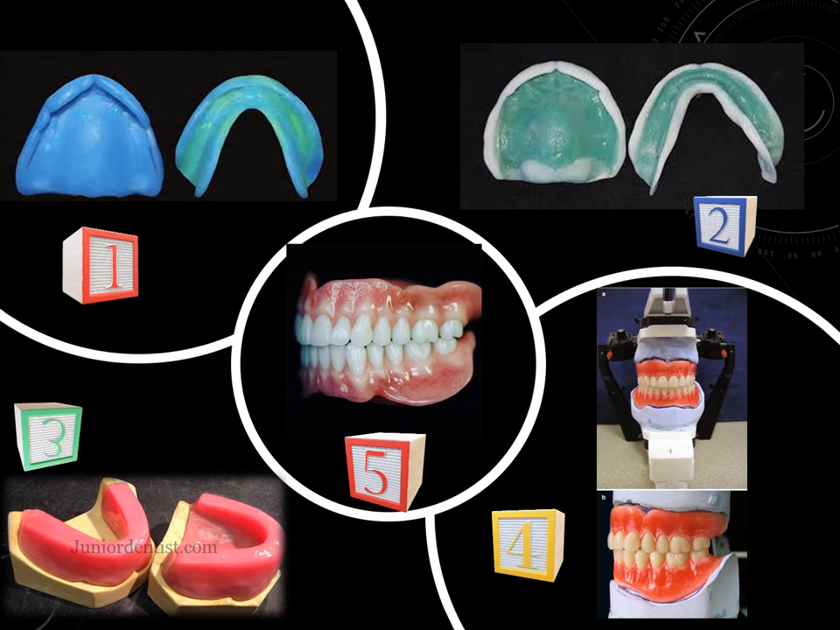And next comes your second step, that is your secondary impression, border molding and secondary impression. Once your primary impression has been made, you make a primary cast, and on that we fabricate a special tray or a custom tray. That tray can be used only for that particular patient. That will also be given as a demo and it will be explained to you in detail. Once you make your special tray, you do this process called border molding, where you record all the tissue borders with the functional movements of the mandible and the maxillae.